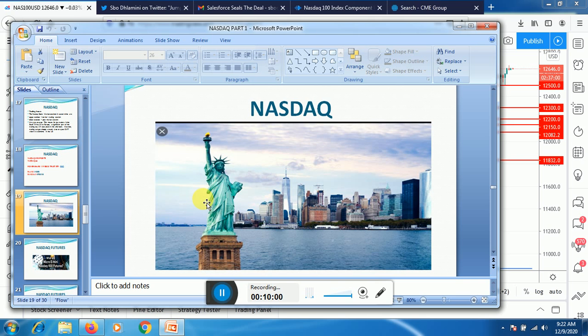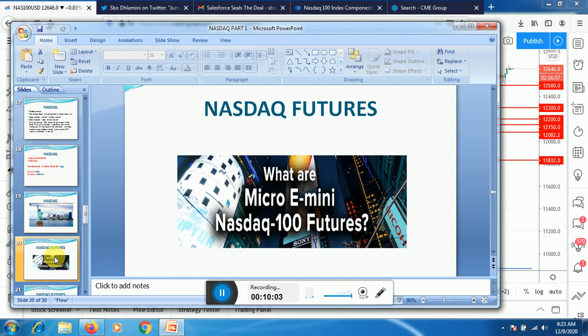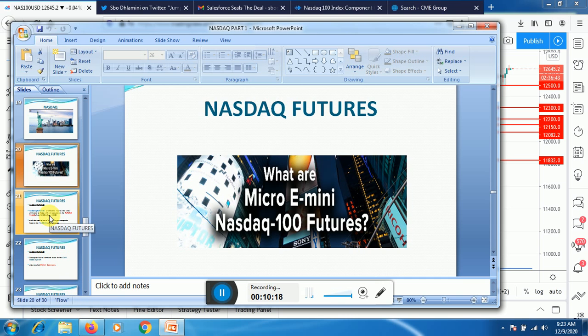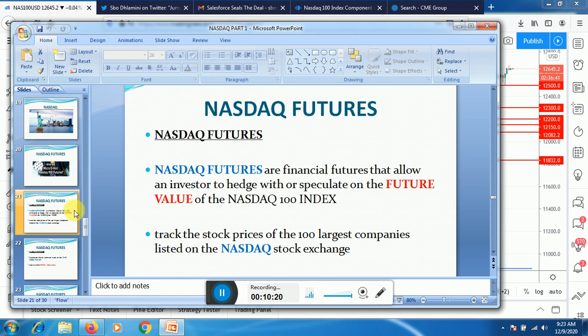So I want to talk about another important one that people usually trade. I want us to talk about the NASDAQ 100 futures. So the NASDAQ 100 futures are financial futures that allow an investor to hedge with or to speculate on the future value of the NASDAQ 100 index.